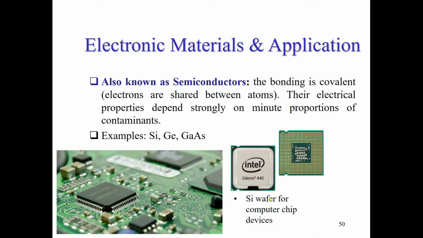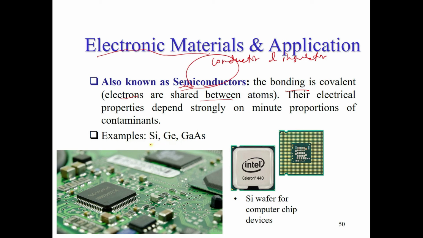Now we move to material classification based on functions or applications. We have electronic material, which some call semiconductors. Why do we call it semi? Because it is in between conductor and insulator, so it shows semi property in between. Most semiconductor material has covalent bonding, in which the electrons are shared between the atoms, and it is very sensitive to contamination.